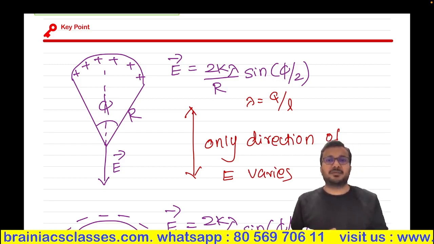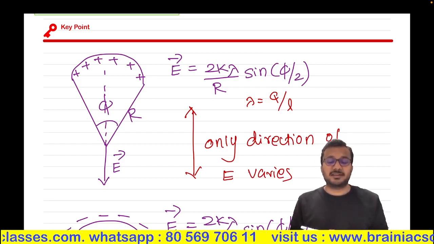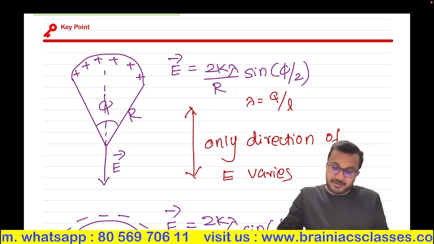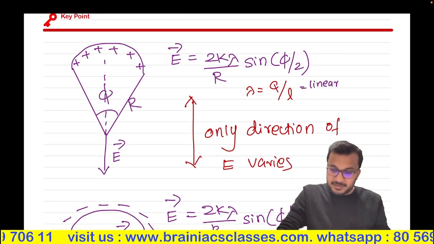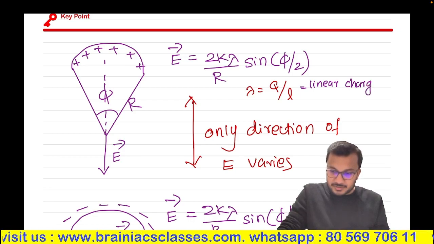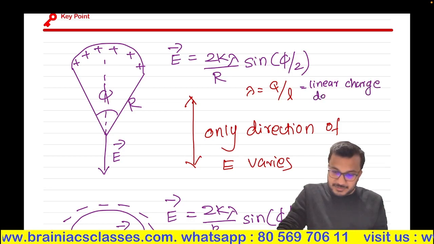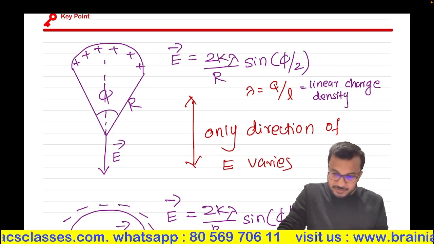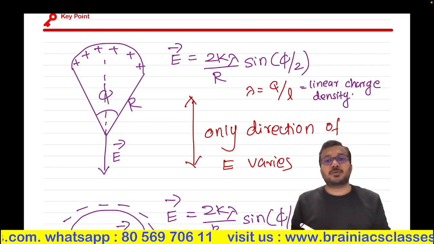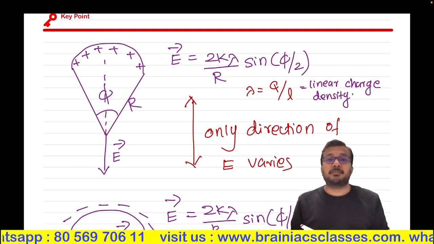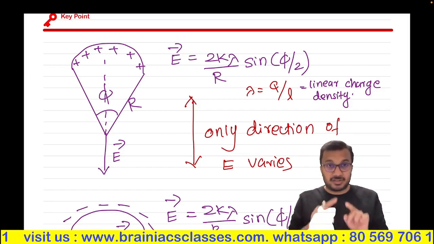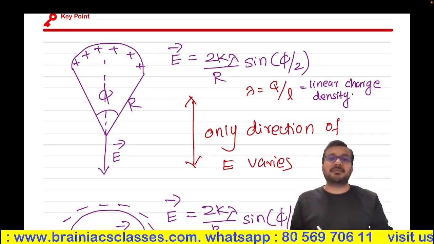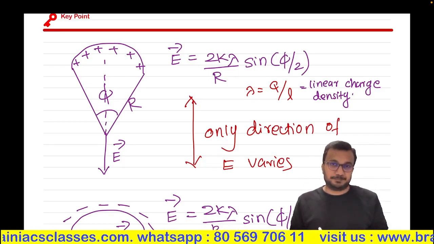What is called lambda? Lambda is called linear charge density. I will write it here. Linear charge density, lambda, equals charge divided by length. So charge means the charge of this arc, divided by its length.